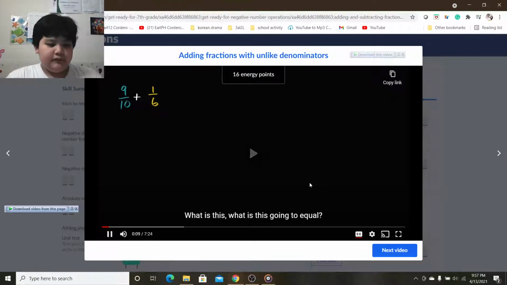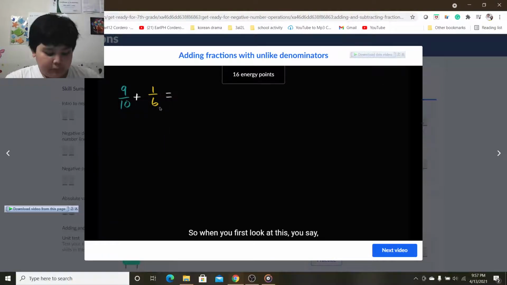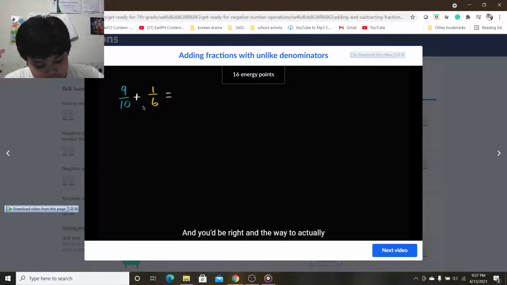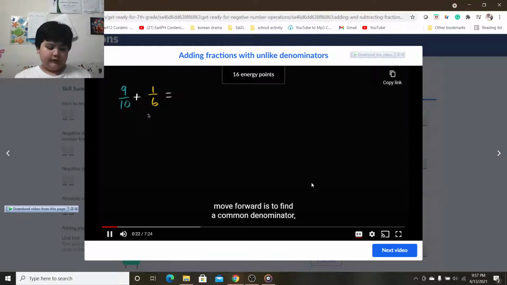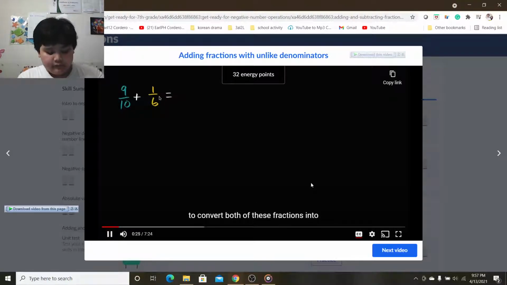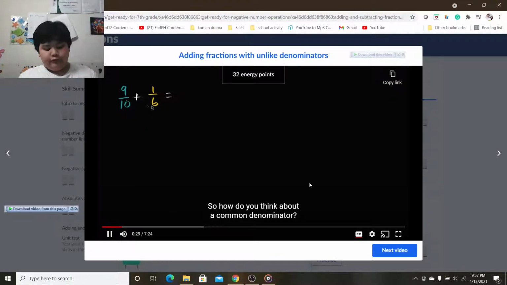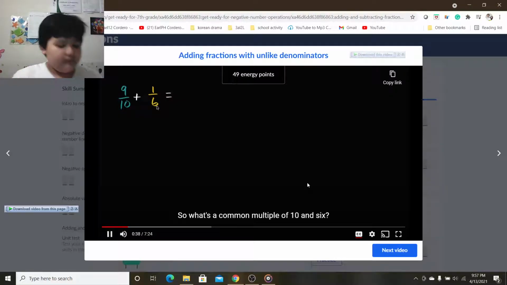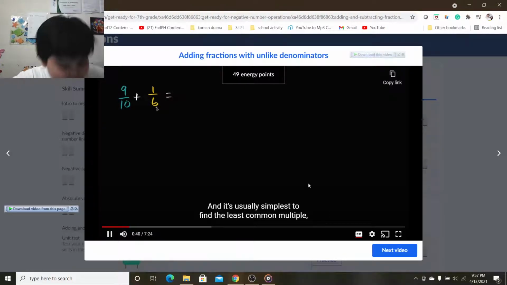That can be simplified. What is this going to equal? So when you first look at this, you say, oh, I have different denominators here. It's not obvious how I add these. And you'd be right. The way to actually move forward is to find a common denominator, to convert both of these fractions into fractions that have a common denominator. The common denominator is going to have to be a common multiple of these two denominators, 10 and 6. So what's a common multiple of 10 and 6? It's usually simplest to find the least common multiple.